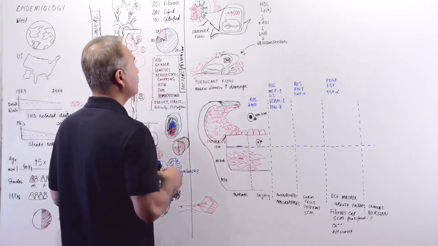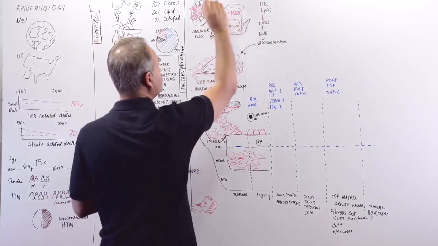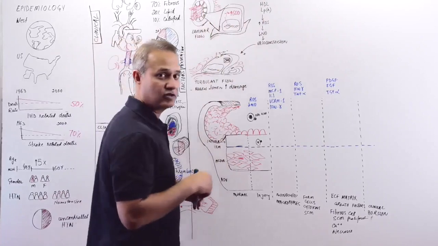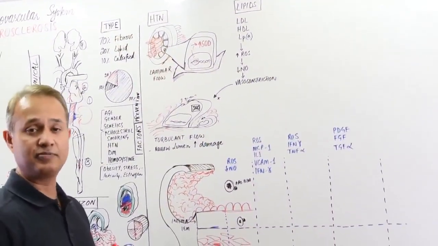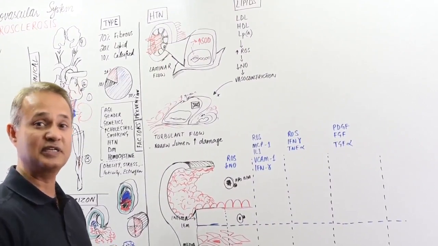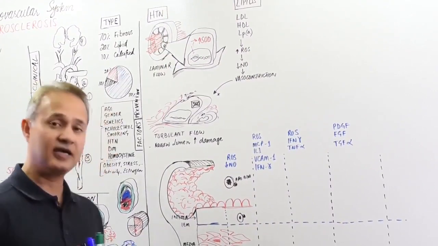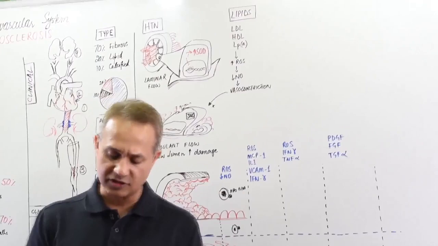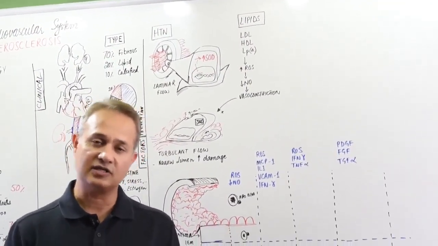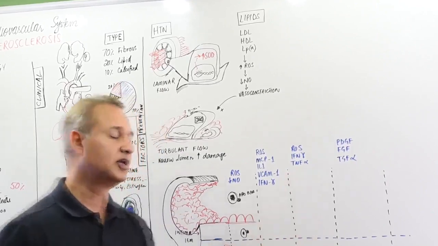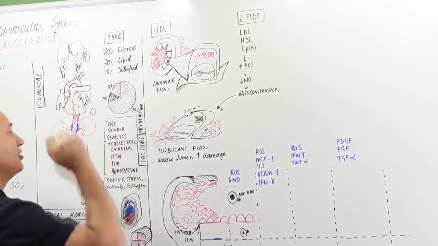So let's start. First of all, I'm going to discuss two primary factors that would cause the damage: hypertension and lipids, or hypercholesterolemia or hyperlipidemias. There are other factors that can cause damage to the endothelium. For example, there are infections that can cause damage, and there are so many other factors. So let's start with hypertension first of all.